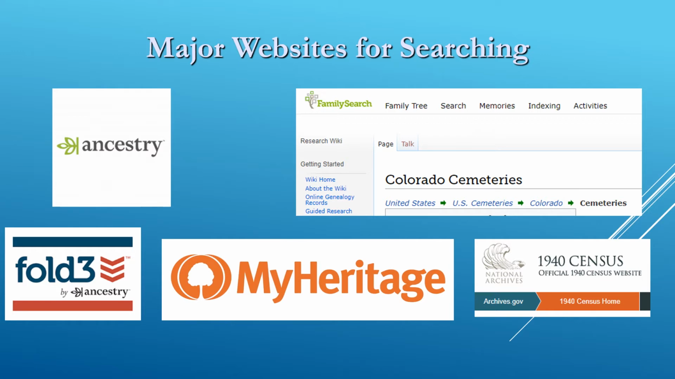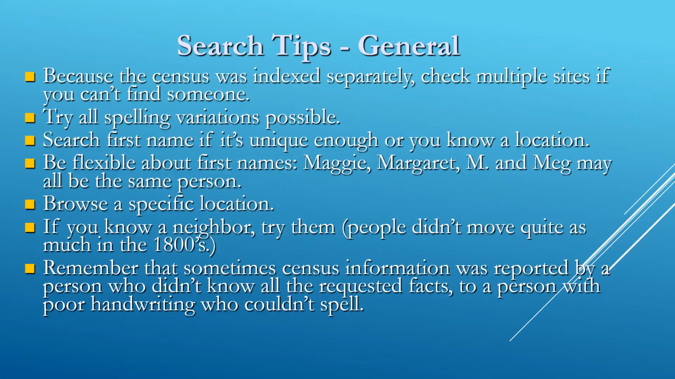And then there are a couple of free sites, particularly the 1940 census is available at the National Archives. It's browsable, not searchable. So you'd have to know the town and hopefully the page that your person is on. And then FamilySearch.org also has some census data on there, and those are both free. Because the census was indexed separately on different websites, you may need to check multiple sites if you can't find the person or people you're looking for.